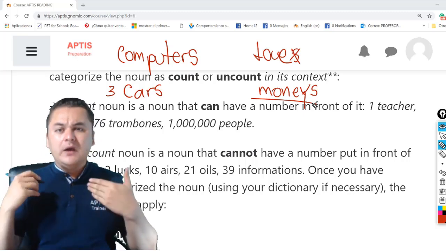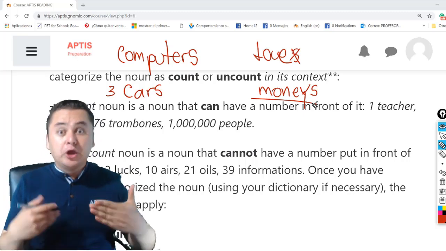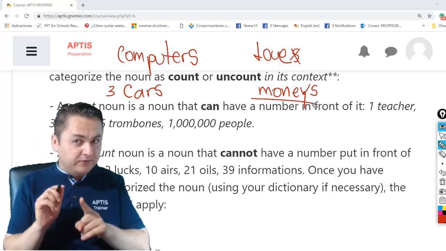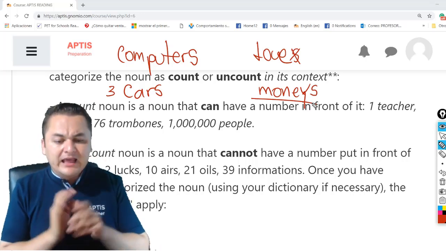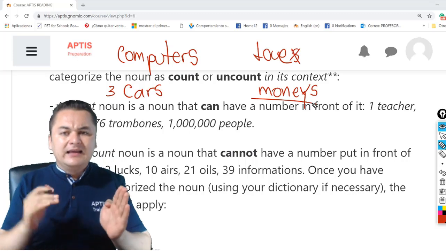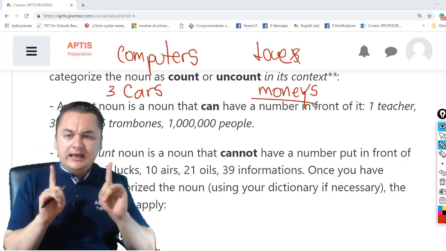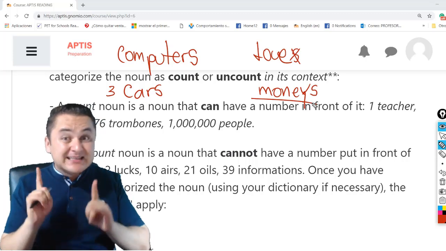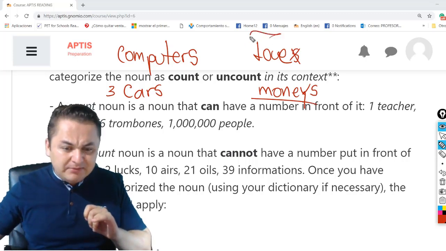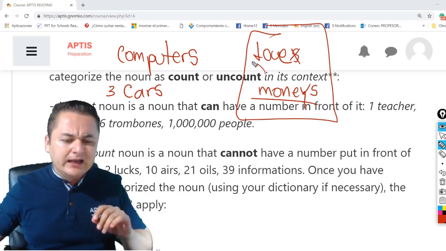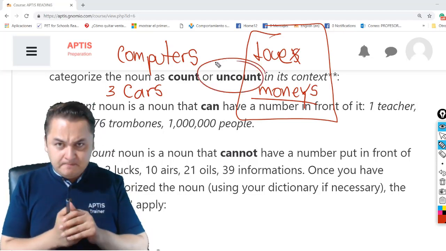So if you add an S to a word to make a plural, I'm talking about love as a noun, not as a verb, and this word still does not make sense, that means this word is likely to be an uncountable word.